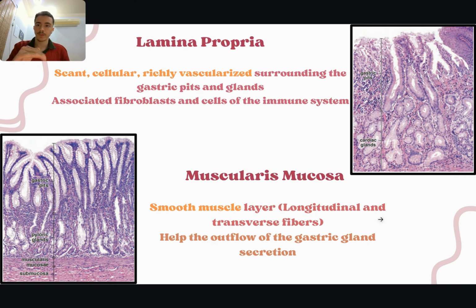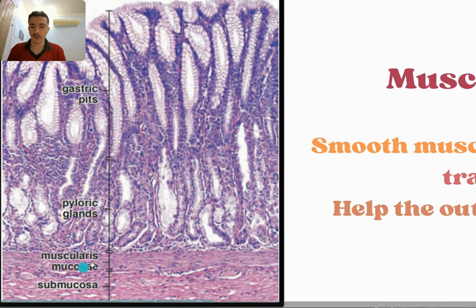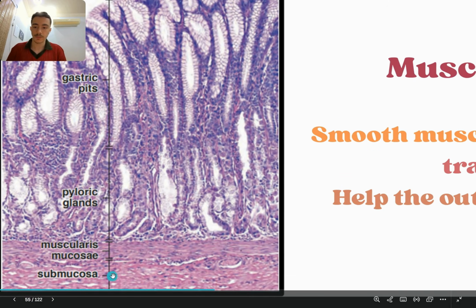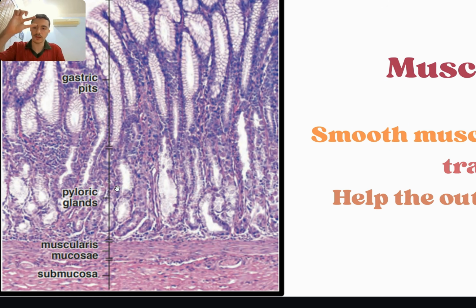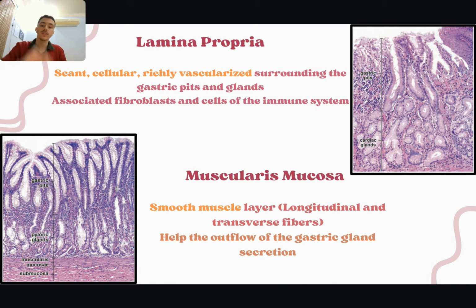Lamina propria is a scant cellular, richly vascularized surrounding of the gastric pits and the glands, so they give the blood supply, associated with fibroblasts and cells of the immune system to protect. Muscularis mucosa, the last layer, is separate. Do you see where the muscularis mucosa is? Here it is. It separates the submucosa from the whole mucosa. It is a little bit thin muscle layer, then the submucosa.